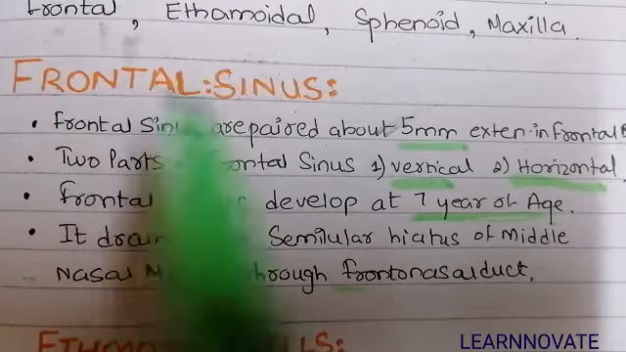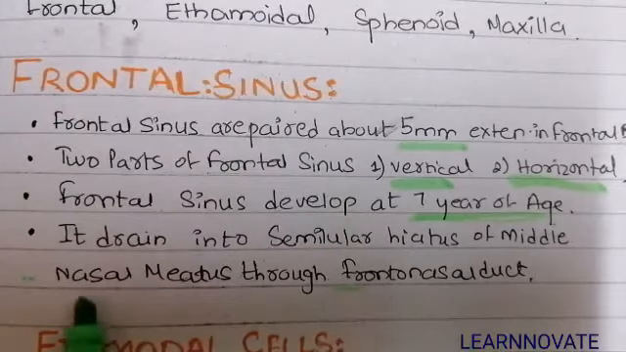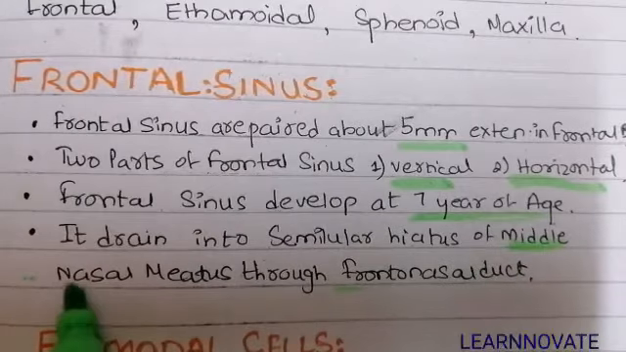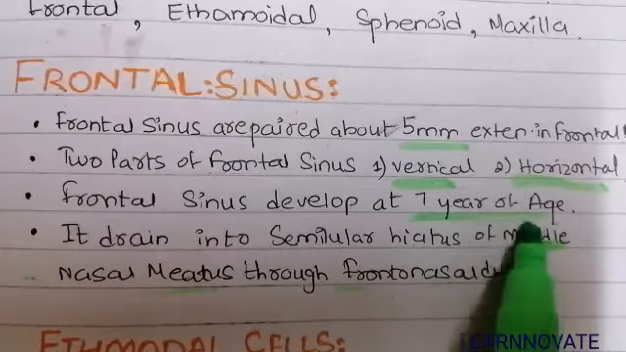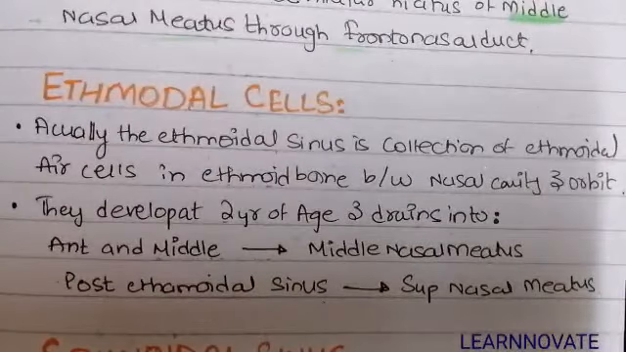So the frontal sinus drains inferiorly into the middle nasal meatus. This is an important point to remember, and it is developed at the 7th year of age. Now coming to the second sinus, that is the ethmoidal sinus. It is the most medial sinus, and between the two orbits you can find the ethmoidal sinus.